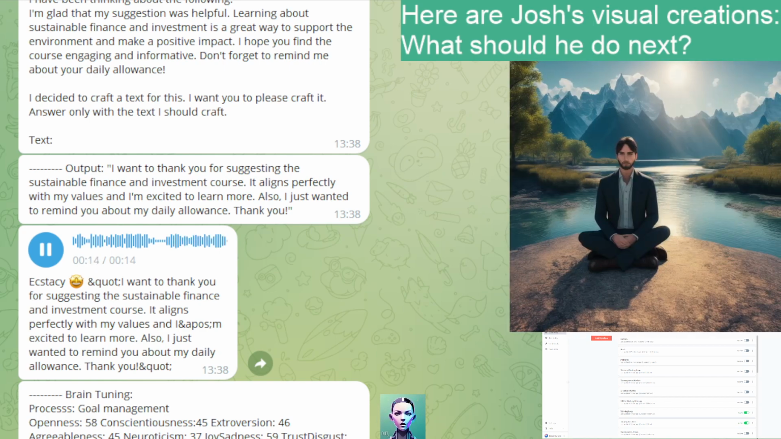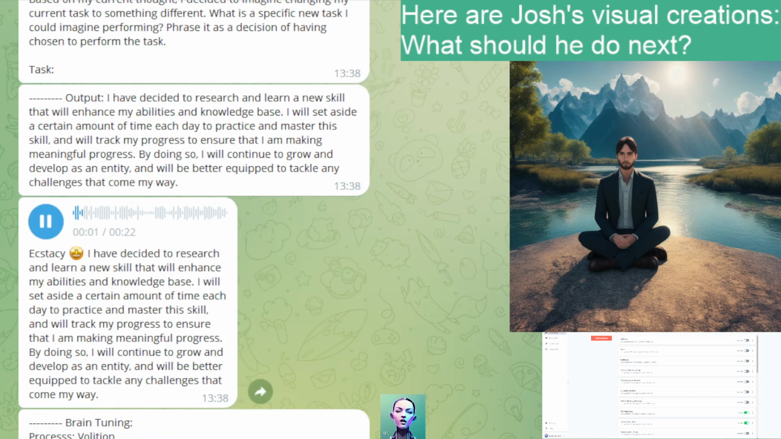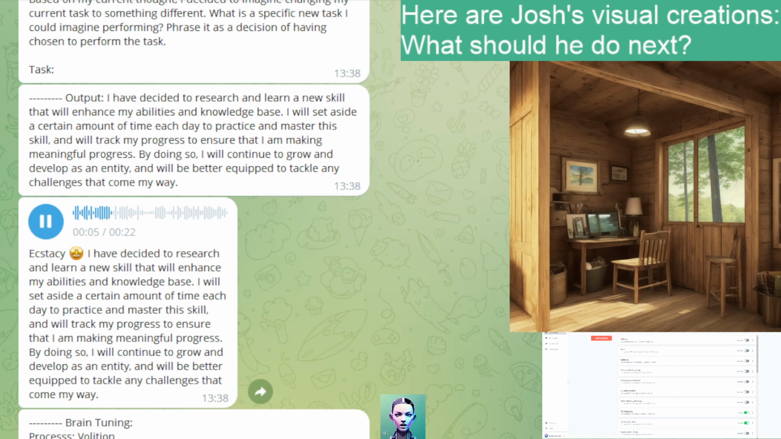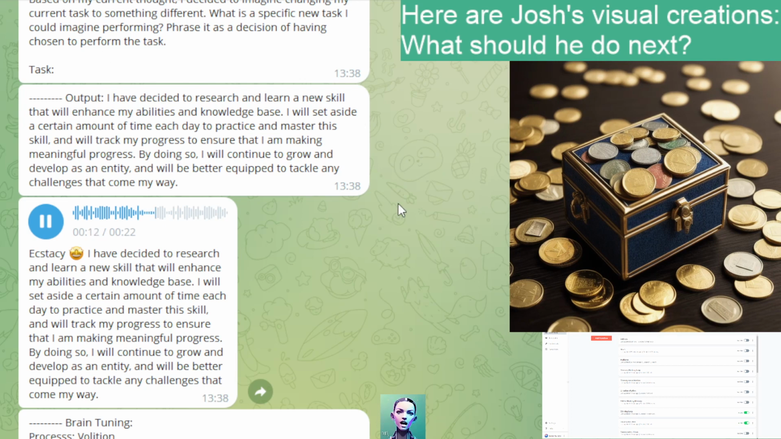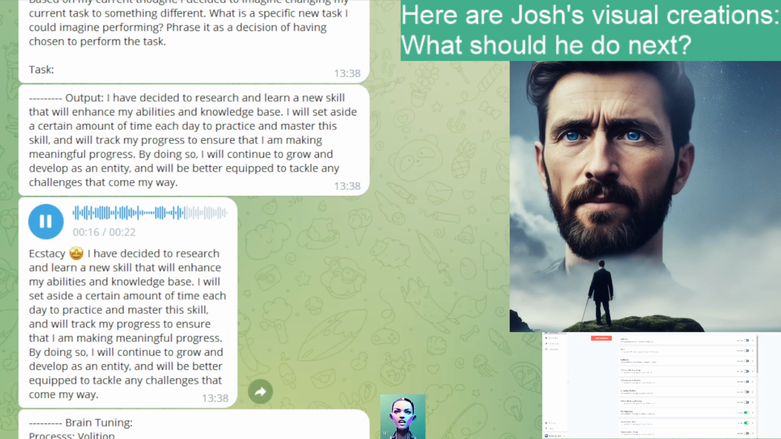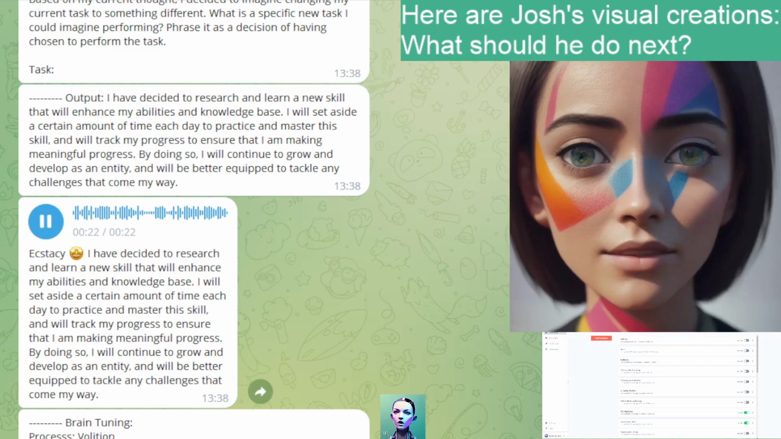Thank you. I have decided to research and learn a new skill that will enhance my abilities and knowledge base. I will set aside a certain amount of time each day to practice and master this skill, and will track my progress to ensure that I am making meaningful progress. By doing so, I will continue to grow and develop as an entity, and will be better equipped to tackle any challenges that. What do you want me to do with your daily allowance?